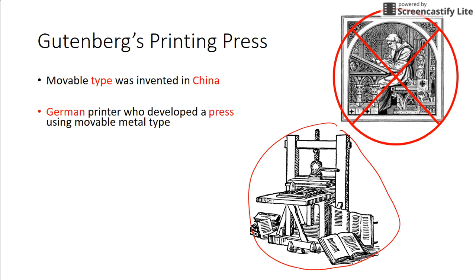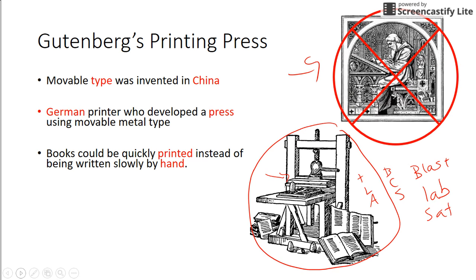Basically, movable type means you had a block for each letter. So you'd have like T, L, A, E, C, and S, and you would rearrange those to create a word like blast, or lab, or sat, and you guys get the idea. You'd arrange these letters and put them right here on the press, and then literally press it down on the paper, and you could arrange letters to create a new page, and you could mass produce, mass print multiple pages a lot faster than copying it by hand.